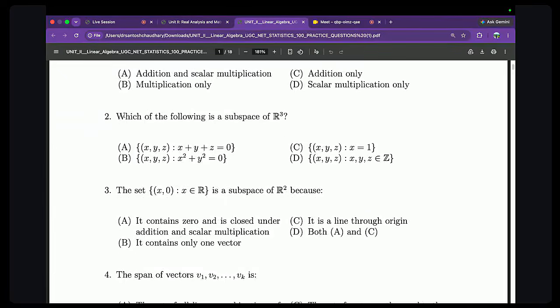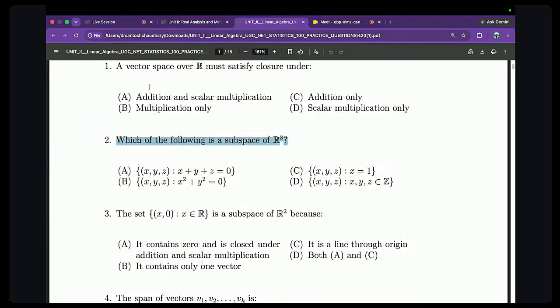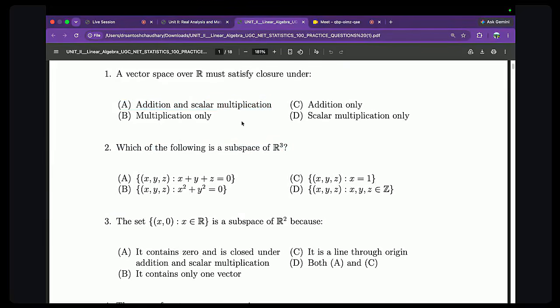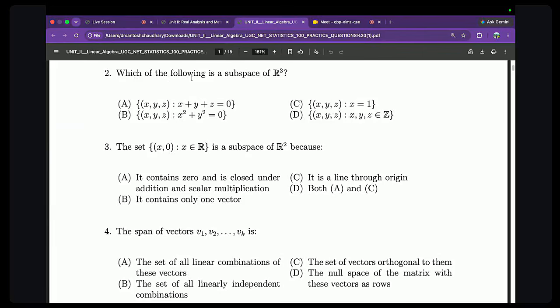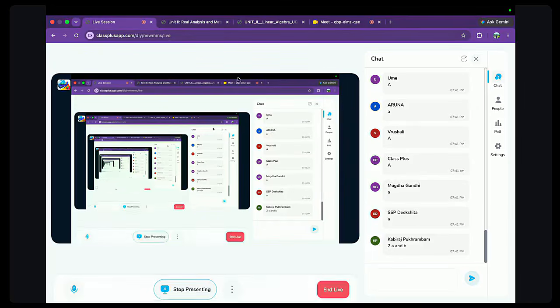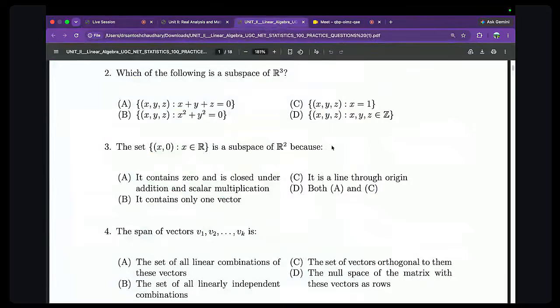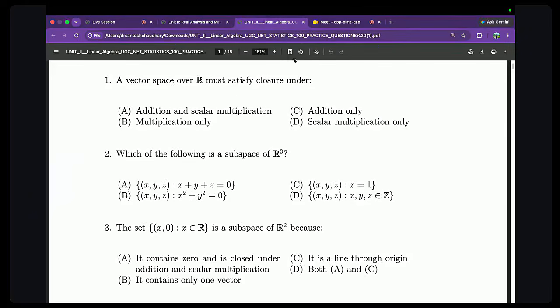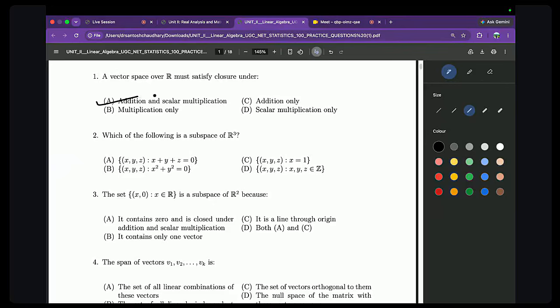Then next is, which of the following is a subspace of R cube? So option A is correct. You all are telling right. Option A is correct. Then question number 2. Which of the following is a subspace of R cube? So A, B, C, D. In question 2, what do you find? So the vector space is R cube. So you tell the option in the second question. I can take here the first one. A is okay.